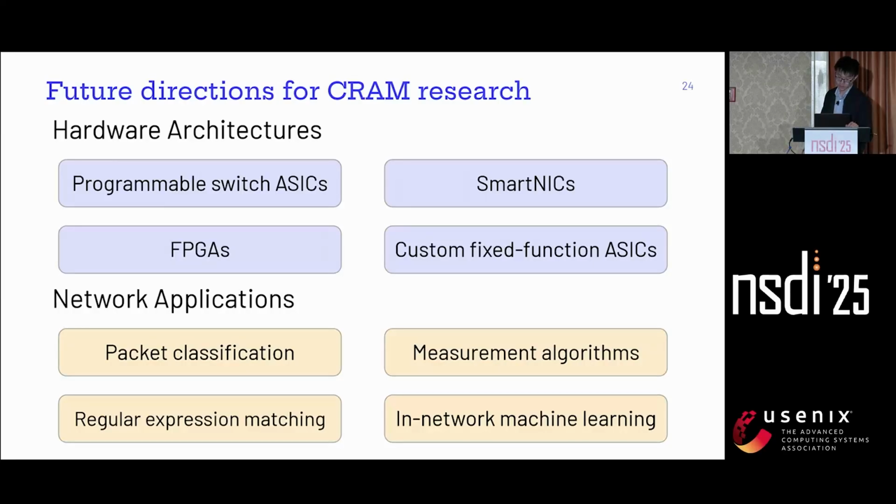And to conclude, we believe that this is not the final step of CRAM. I know IP lookup is probably not the most interesting topic as of now, but we believe that future directions for CRAM can include generalizing it to other hardware architectures shown here, and potentially more interesting network applications, such as packet classification, stateful measurement algorithms using P4 registers, regular expression matching, and in-network machine learning.